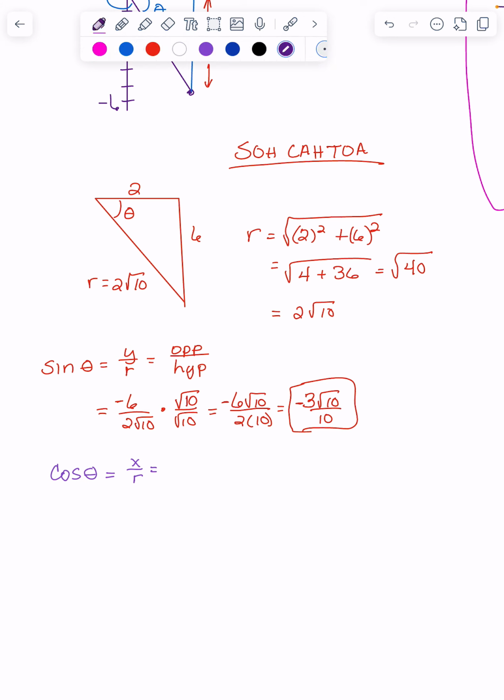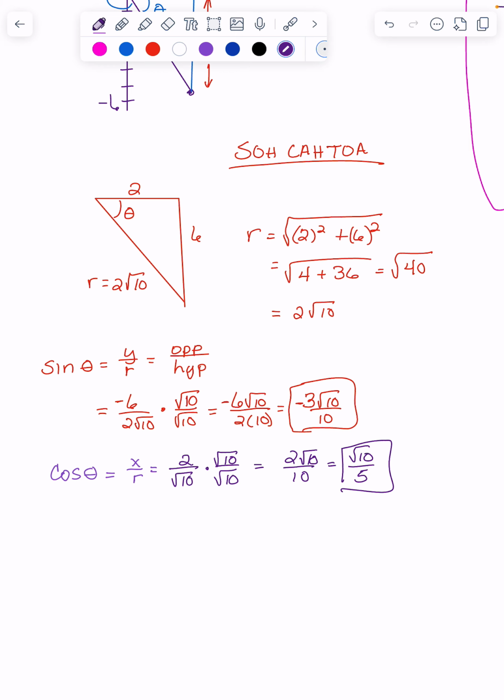All right. So x over r, if I look at x, I'm a positive 2 over my square root of 10, right? Again, I'm going to multiply by my square root of 10 over square root of 10 to rationalize. I get 2 square root of 10 over 10. This one's easier to reduce. I get a square root of 10 over 5. That's my value of my cosine function.